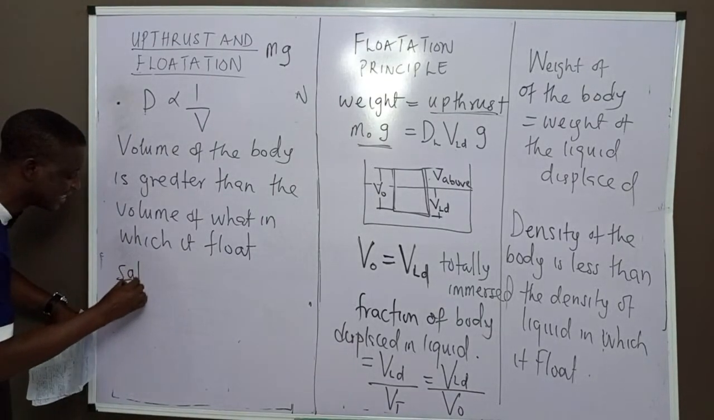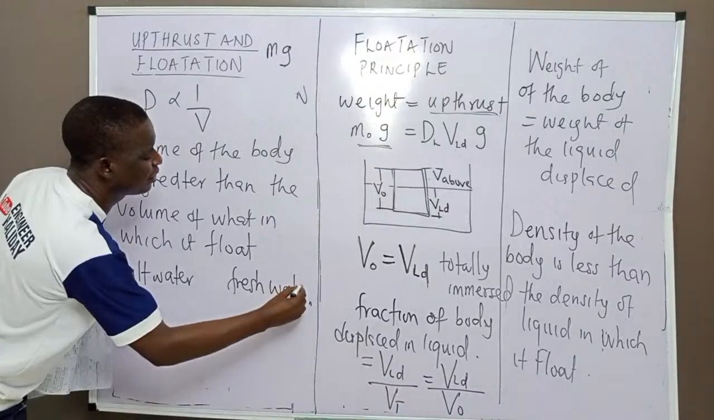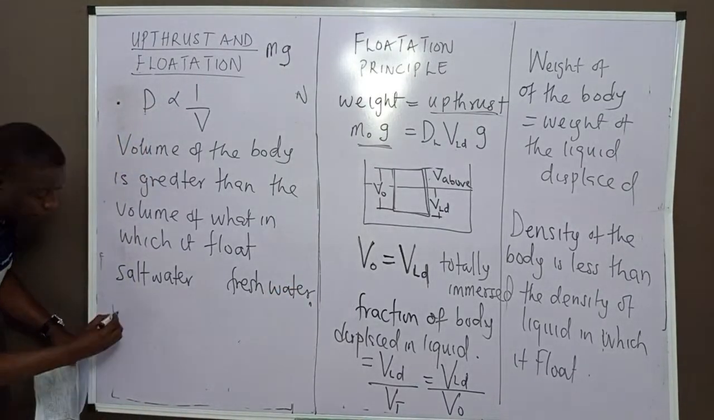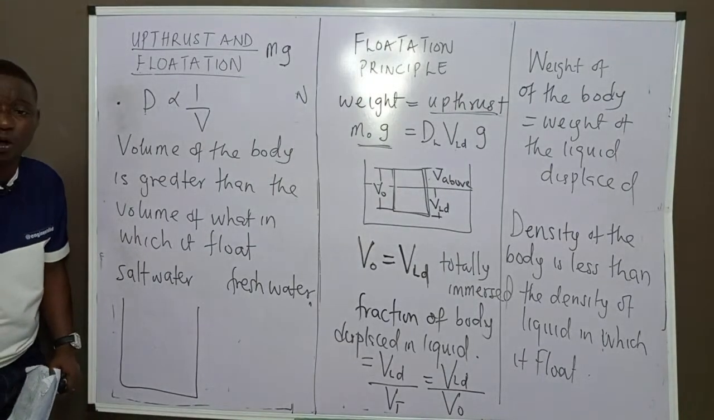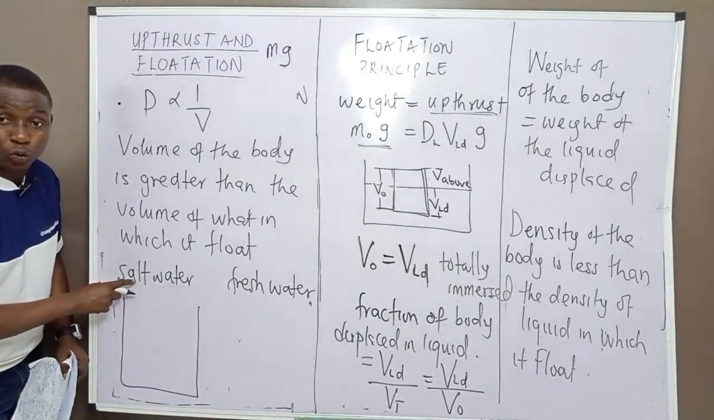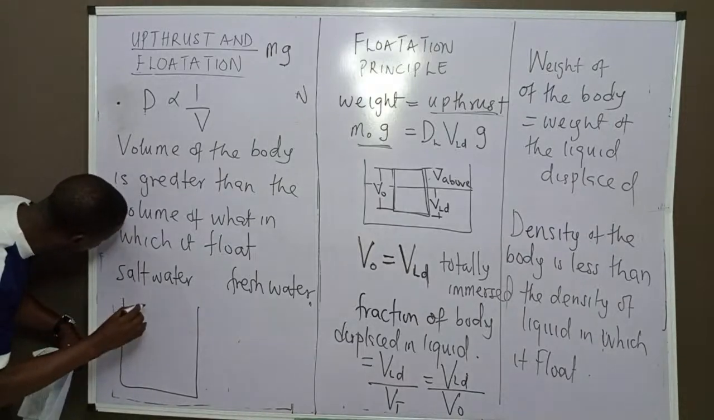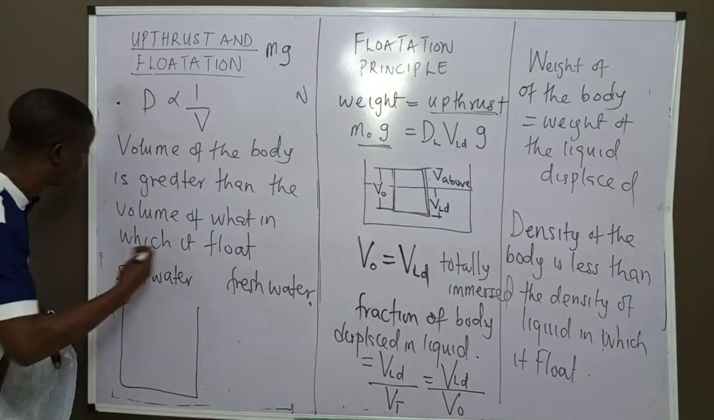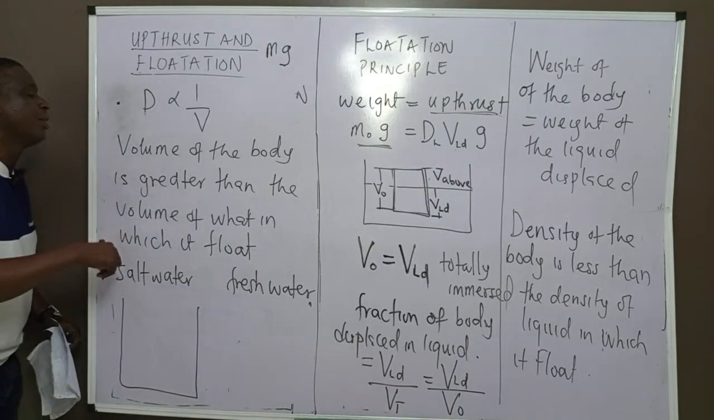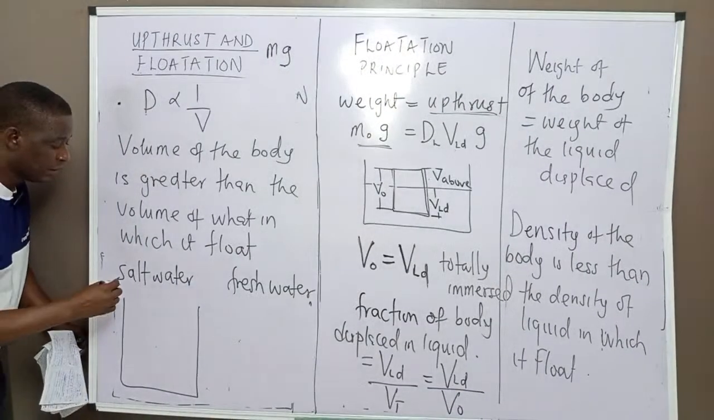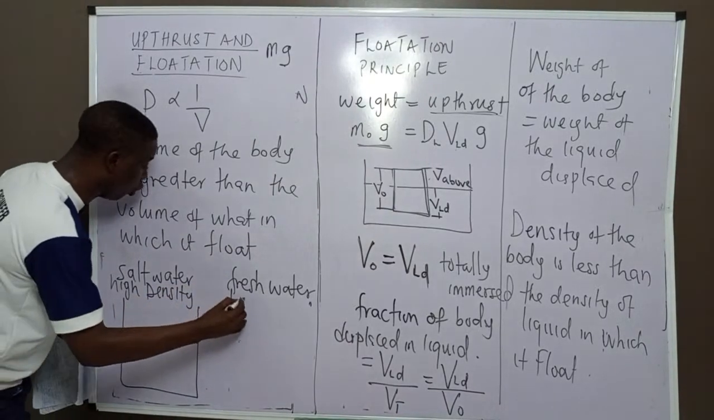Let's talk about salt water and fresh water, for instance. Look at the board. Salt water has a higher density than fresh water, because it contains some impurity. So when you place the same body, the body will have the same upthrust in the two liquids, because it is the same body. But the sinking level is different. This one is higher density. This is lower density.